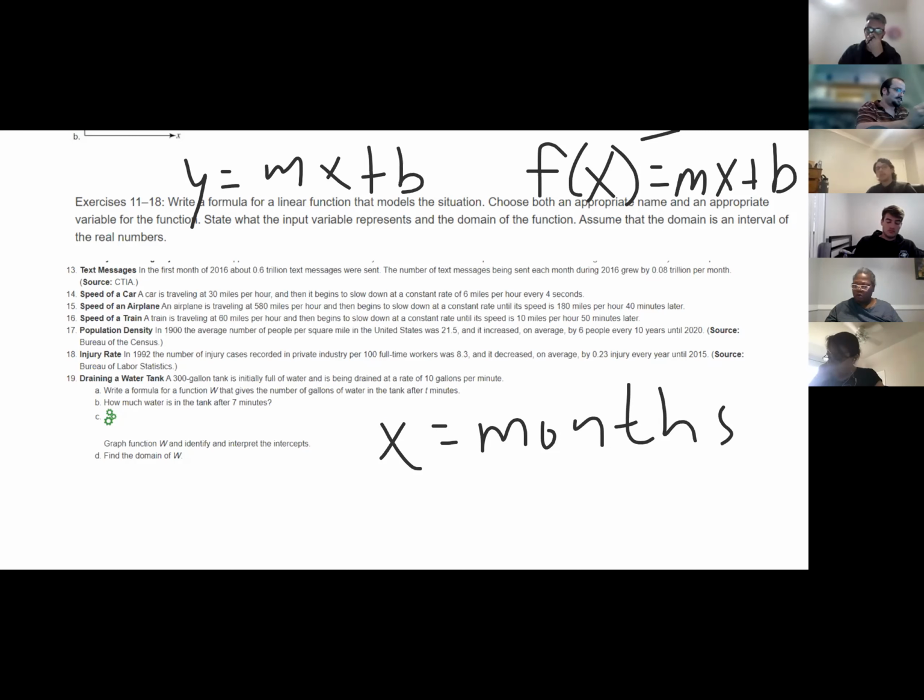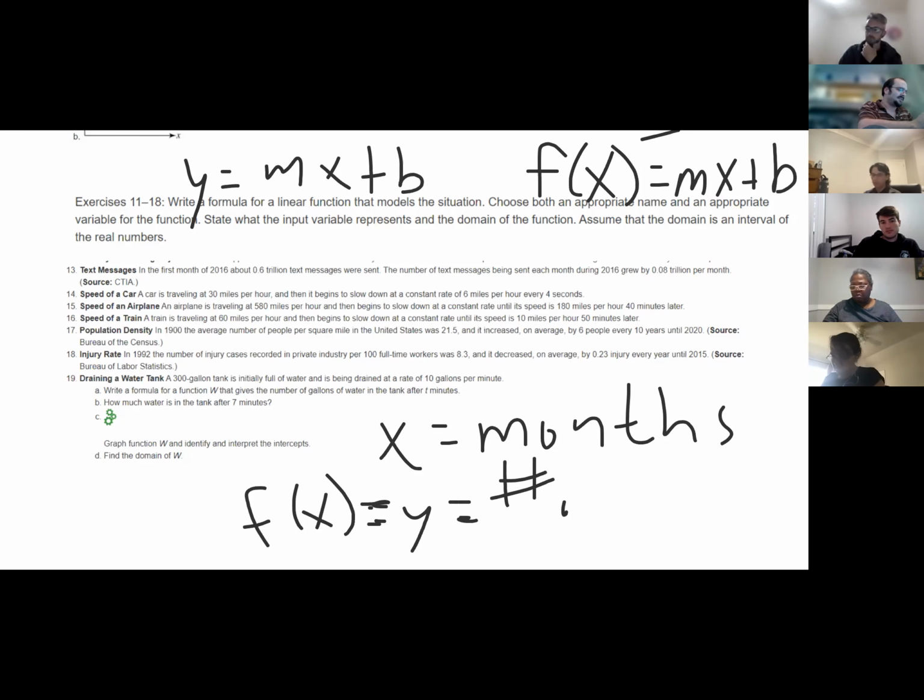And the thing that we're recording per month would be the other variable. So my f of x, they want a linear function, so my f of x or my y variable would be what? The number of messages. Yeah, the other thing we're measuring here is the number of text messages.